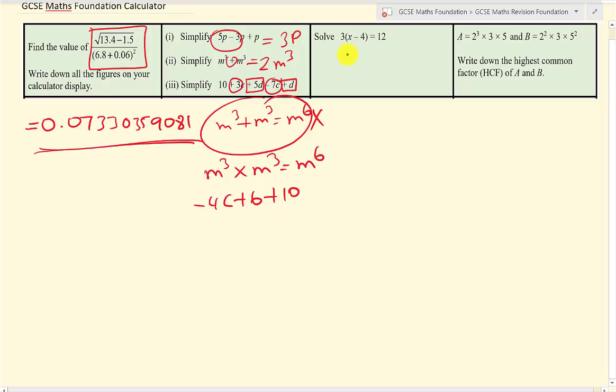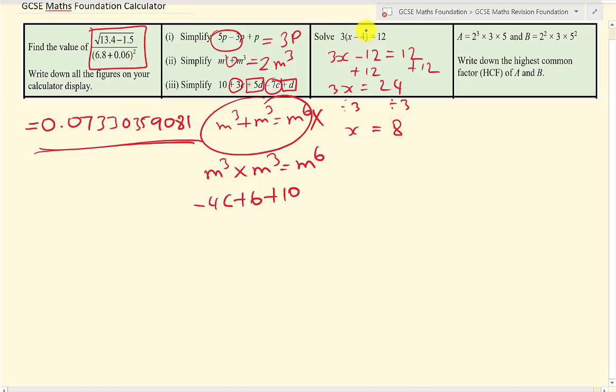Solve 3 brackets x minus 4 equals 12. So we can expand the brackets first. 3x minus 12 is equal to 12. Add 12 on both sides. 3x is equal to 24. Divide by 3 on both sides, and that gives us x is equal to 8.